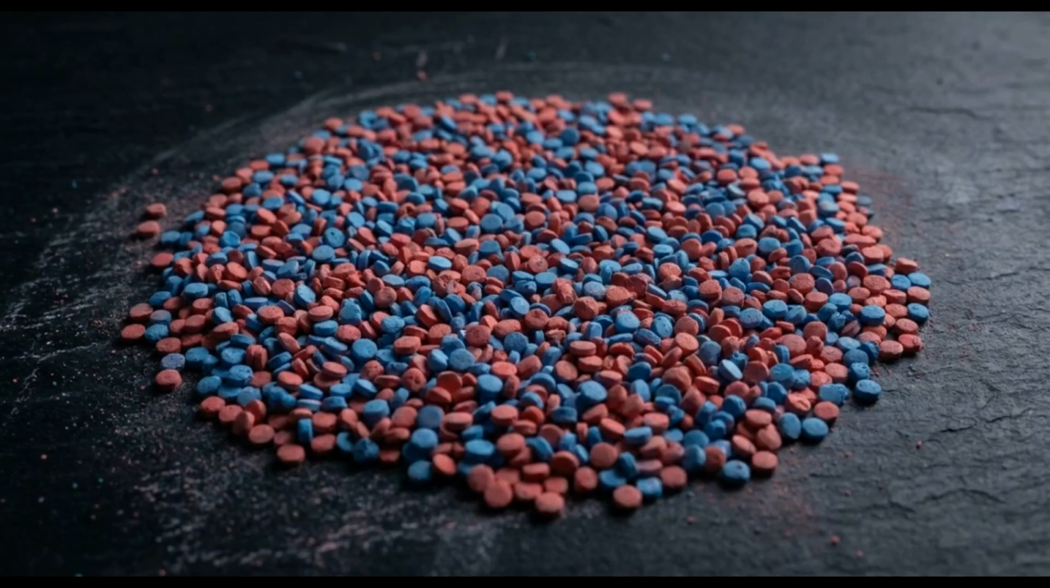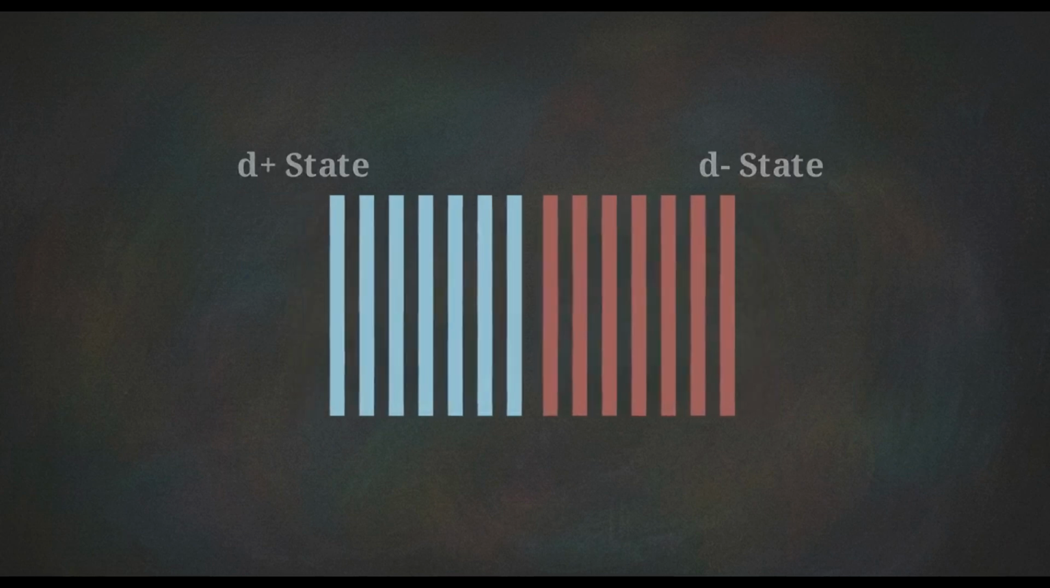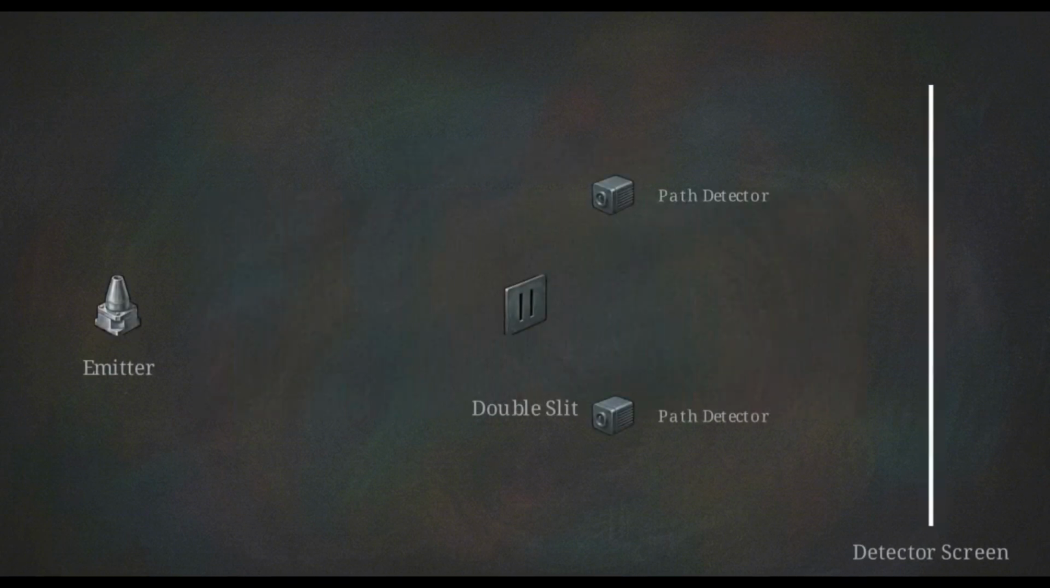The interference remains present in the combined data. It is only invisible because the two patterns overlap. The only way to resolve the stripes is to filter the hits by their connection to the D+ or D- states. Now consider the delayed choice scenario.